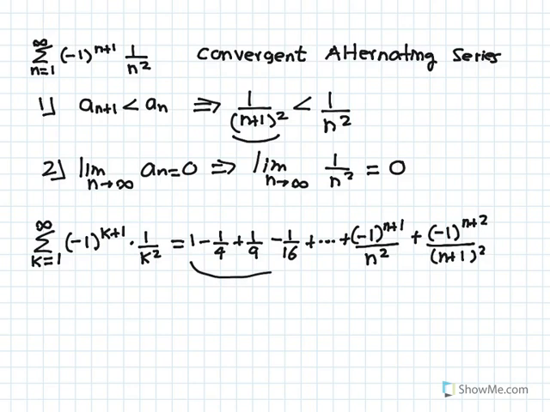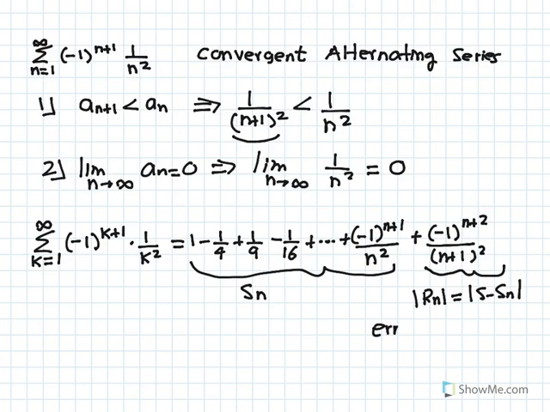Now, Sn is the sum of the first n terms. This is the nth partial sum Sn. Now, this term is the remainder term. So the absolute value of Rn is equal to the absolute value of S minus Sn. This is actually the error term. So the error of our approximation is going to be less than this term. So the error is less than the absolute value of this term. So less than this term.